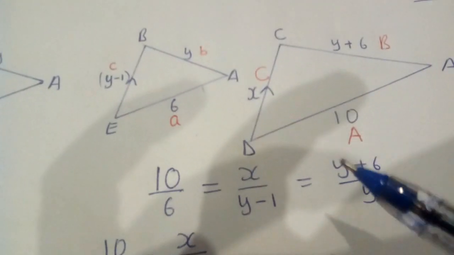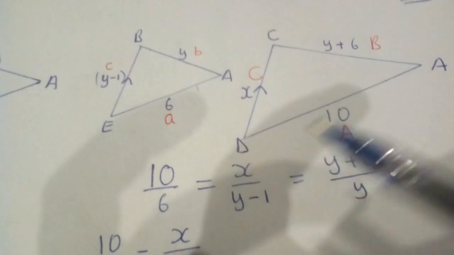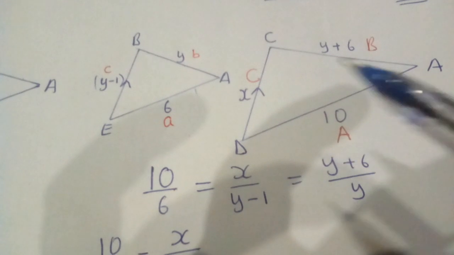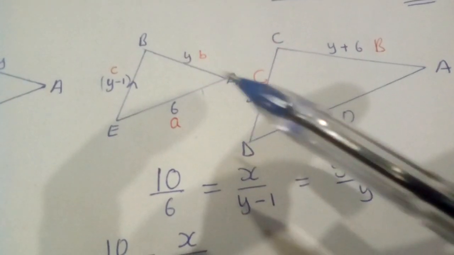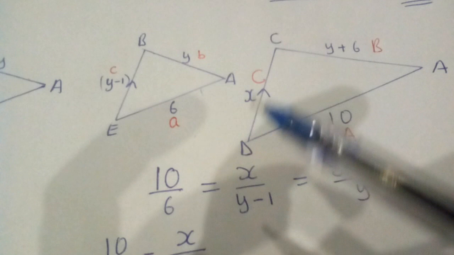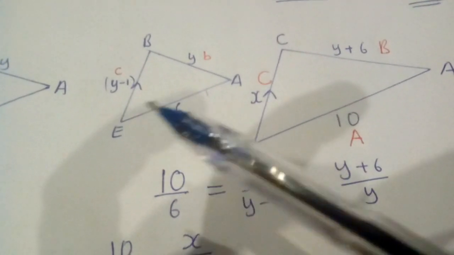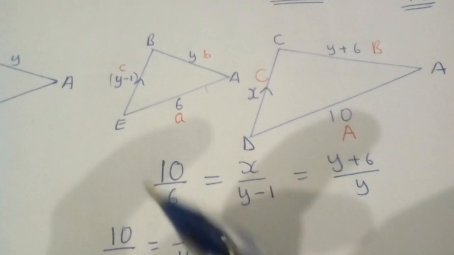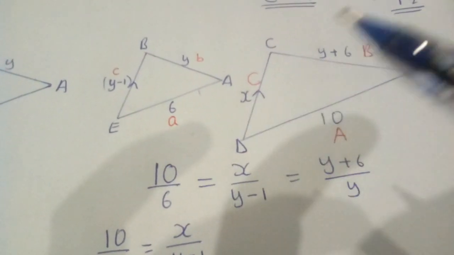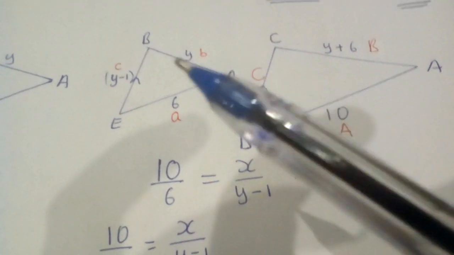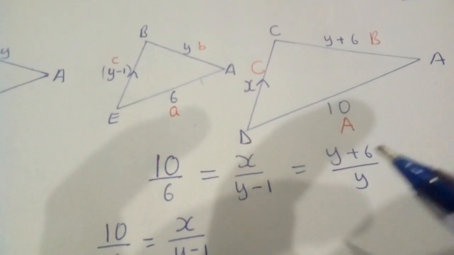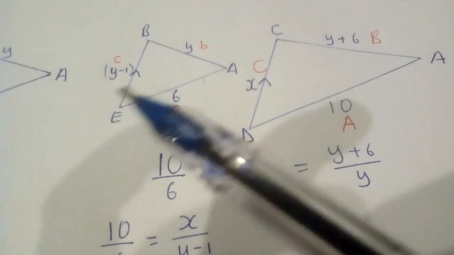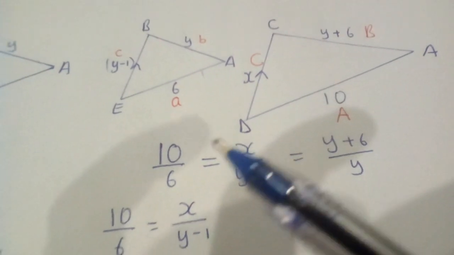Now, because they are related by parallel sides, again, this side will be related to this side. The other side of B, marked B, will be related to the other side marked B. And finally, side C and side C. Then we keep down the proportions: 10 over 6, Y plus 6 over Y, and X over Y minus 1.